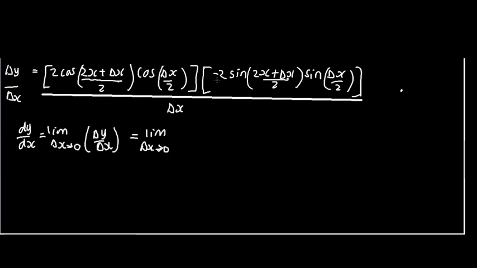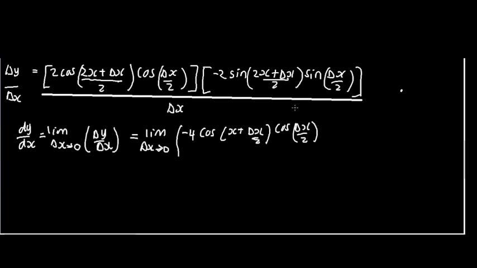Now you note that this is negative 2. We can multiply these two here to get negative 4. So you are going to have negative 4. I've taken this negative to this side. We shall have negative 4, then we have cos of (x plus change in x over 2). I've simplified this one here. Then we also have cos of change in x over 2, like that.